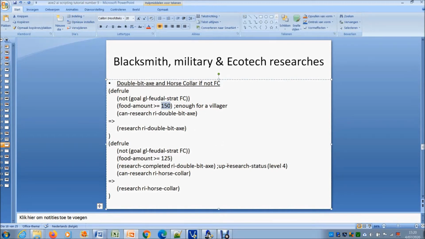been clicked, so to speak, but by using up research status, which is level 4 programming. I'm just mentioning it here if you do want to look into that, but we will come back to this in the future. Can research re-horse collar, research re-horse collar.